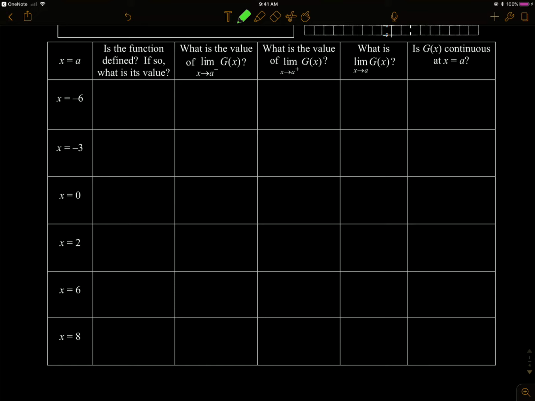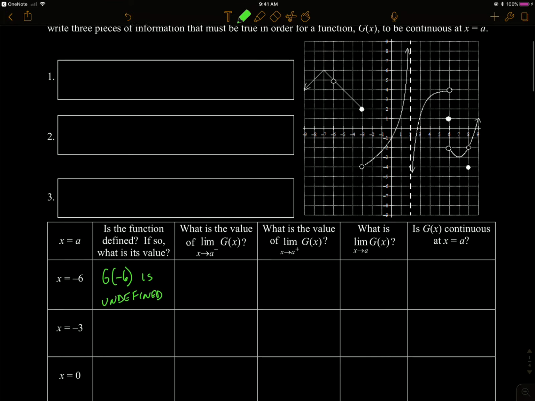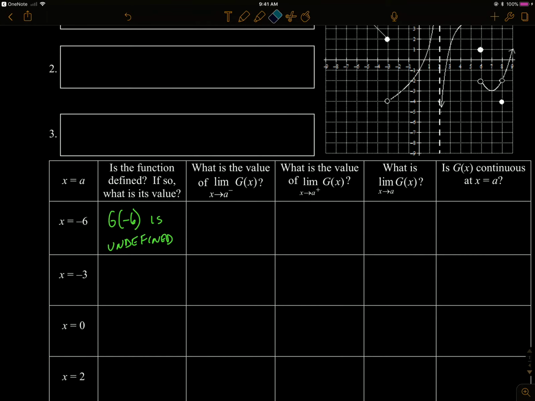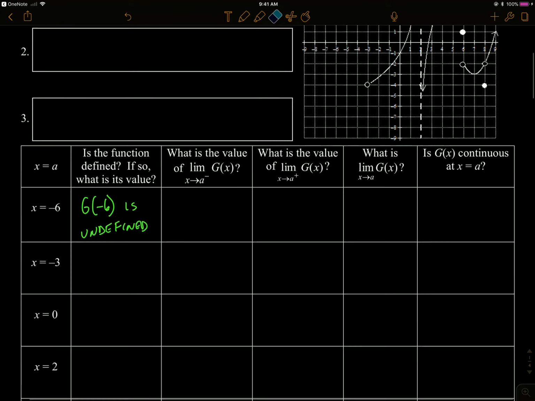So is the function defined at x equals -6? So g of -6 is undefined. I don't have to figure out the value because there isn't one. So we're over here at -6. I scan up and down, and all I see is a hole. There's no function value, no height at which I know the function is for -6.